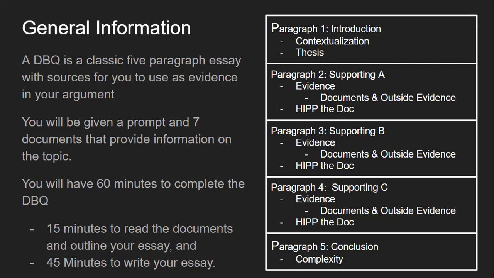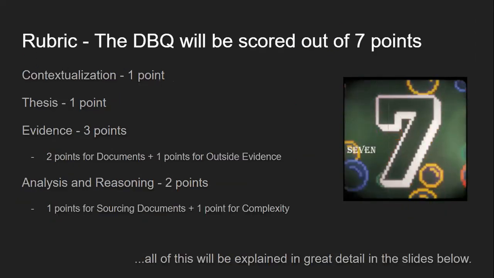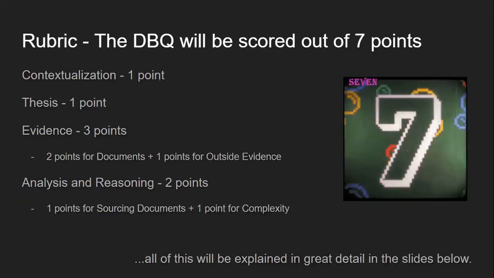But first, let's talk about how you earn those 7 points. So contextualization, again, more detail later. You get 1 point for that. Thesis, more details later. You get 1 point for that. Evidence overall, you get 3 points for evidence. Actually, let me take a step back. I'll remind you, contextualization and thesis both go in your introductory paragraph. So 2 of your 7 points come from your introductory paragraph.